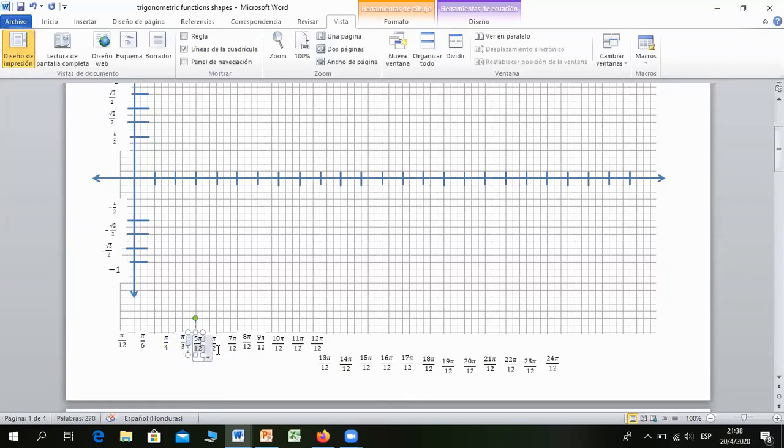5 over 12 is already simplified. They don't have a common divisor. I mean, 5 and 12 can't both be divided by 5. 12 is just divisible by 2, by 3, by 4, not by 5. So it's already simplified. 6 and 12. Okay.